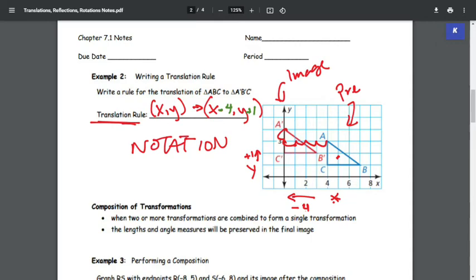So anytime we have a problem like that, we have to do a translation rule. Remember, our notation is super important, and this is the process to go and solve a problem like this. Next thing that we're going to look at is our composition of transformations.